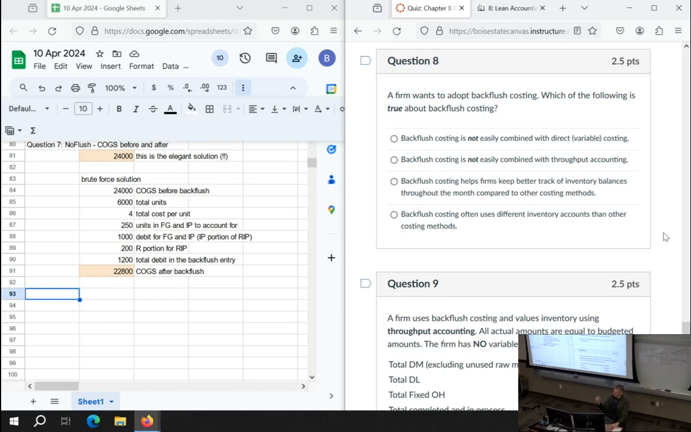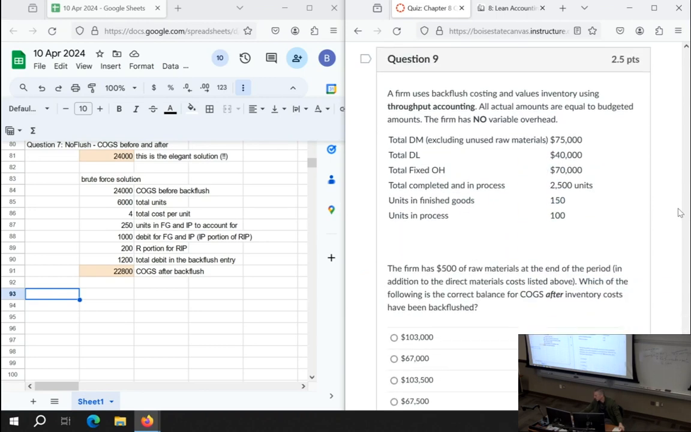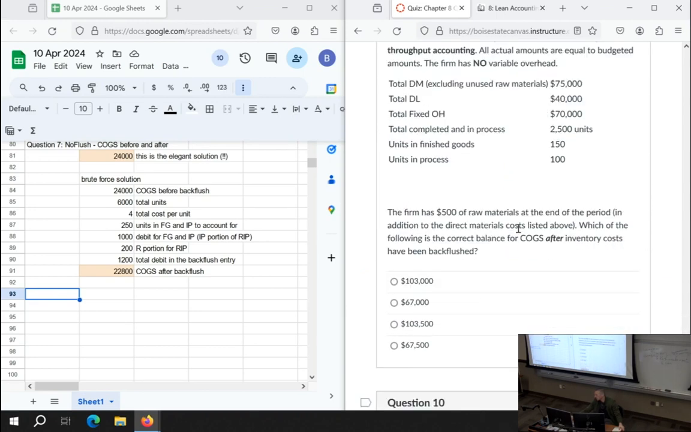All right. So by process of elimination, we know it's the last one. Let's make sure it's the case. Is it true that backflush costing often uses different inventory accounts than other costing methods? And yes, we use RIP and conversion costs as inventory accounts, as opposed to direct materials and WIP. So that should be the true answer right there. All right.